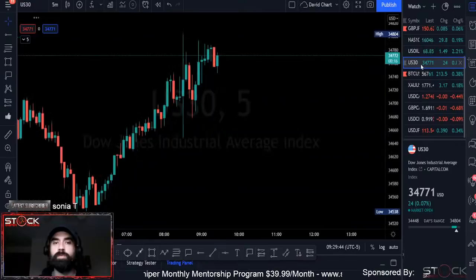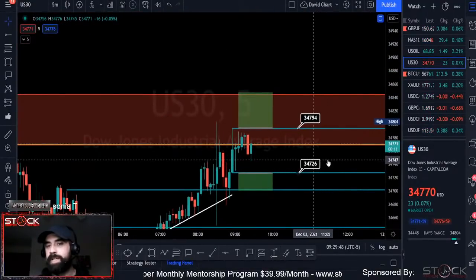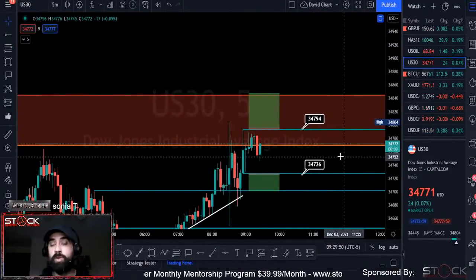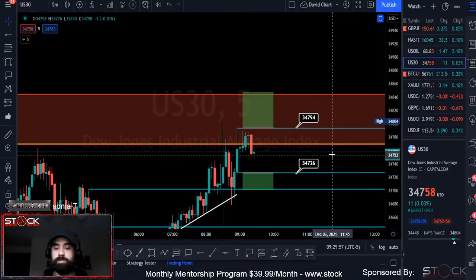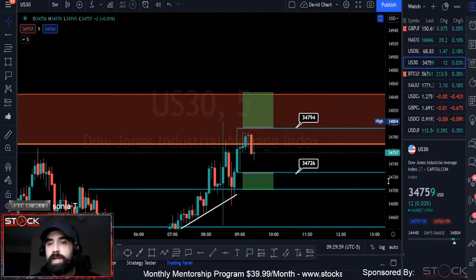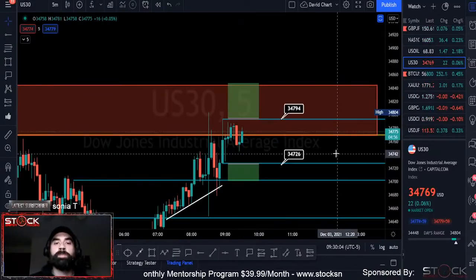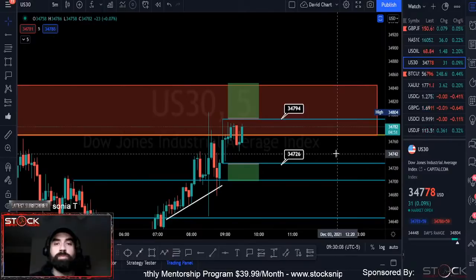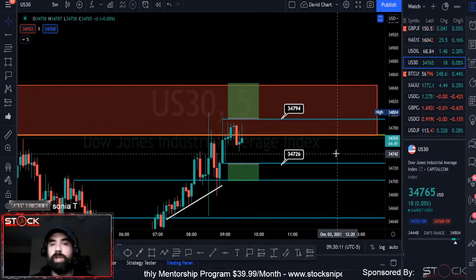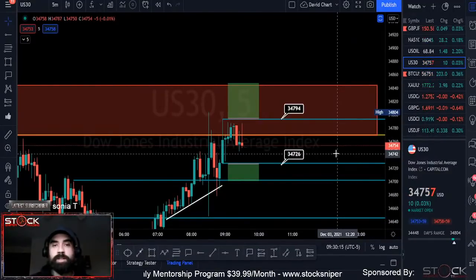We have our US 30. Guys, if you're new, don't even trade the US 30 open candles here. Just monitor and watch what's going to happen. Here you go, guys. It's approaching. It's trying to flip bullish here. Let it do its thing.